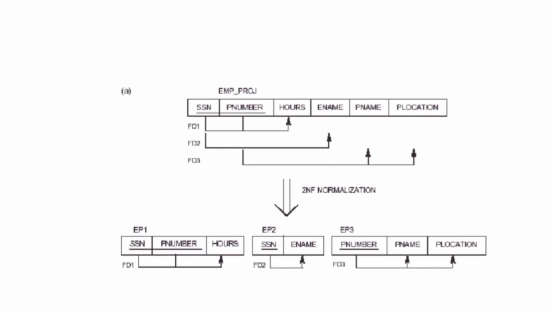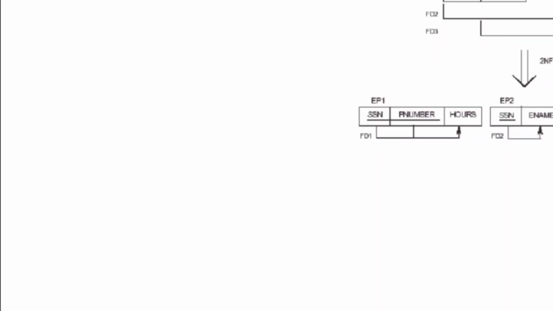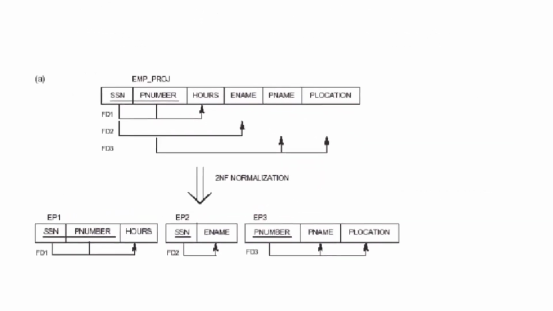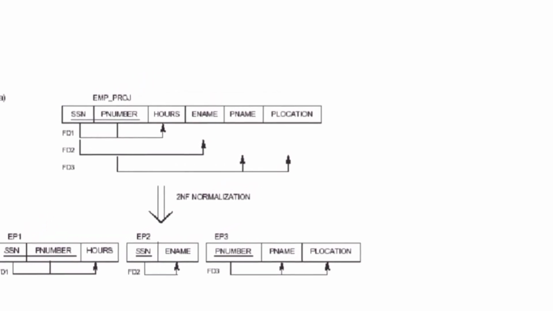So hours is a non-prime attribute. SSN and project number is my prime attribute. E-name is my non-prime attribute. SSN is my prime attribute. Project name and project location are my non-prime attributes. So project number is my prime attribute. So according to the definition, every non-key attribute is fully dependent on the primary key. Yes, here every non-prime attribute is fully dependent on the primary key.